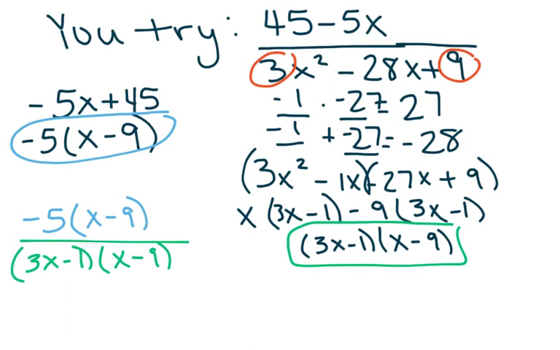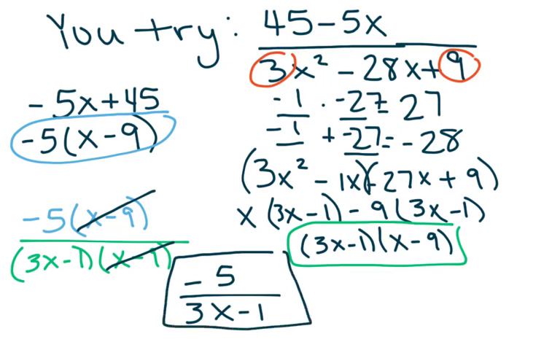Okay, so now that we have completely factored the top and the bottom, we're looking for things that we can cross out. So it has a binomial of x minus 9, and I don't see anything else to cross out. So we are left with a negative 5 on top and a 3x minus 1 on bottom. And that is our final answer. Woohoo!